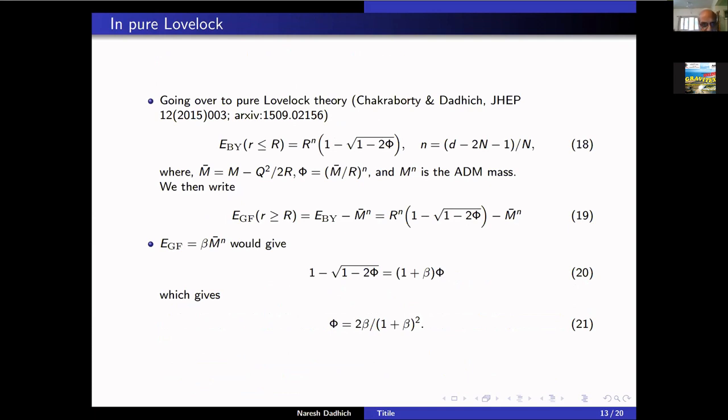Again, you can go over to pure Lovelock, and this simply follows the same form. This is your Brown-York energy, where phi is in terms of m bar, where m bar is m minus q squared by 2r, the effective mass for the charged object. Then again you demand the same thing: let beta be the ratio between the gravitational field energy and the matter energy. That gives you phi as equation 21, 2 beta over 1 plus beta squared.